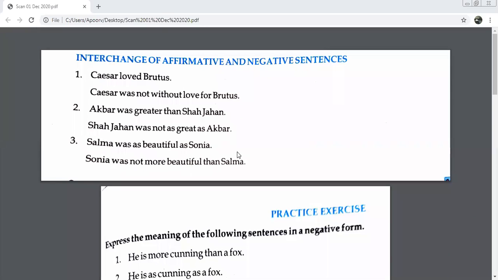Salma was as beautiful as Sonia, a comparison where both of them are equal. Then how will you make it negative? Sonia was not more beautiful than Salma. If you see, beta, in this sentence, when both of them are not equal, the comparative degree greater was changed into positive degree great. But in the other case, here, beautiful, this positive degree is changed into comparative degree. Beautiful, more beautiful, most beautiful, isn't it? So these are the major changes.